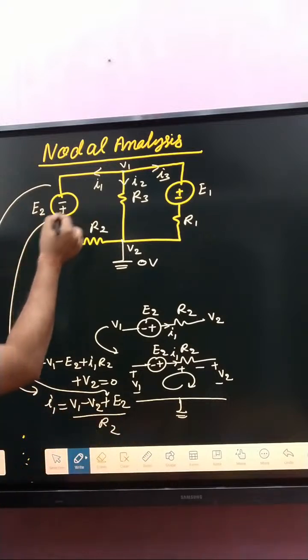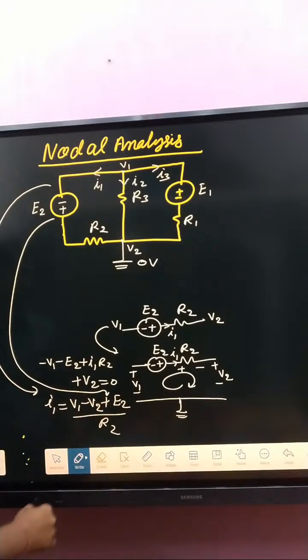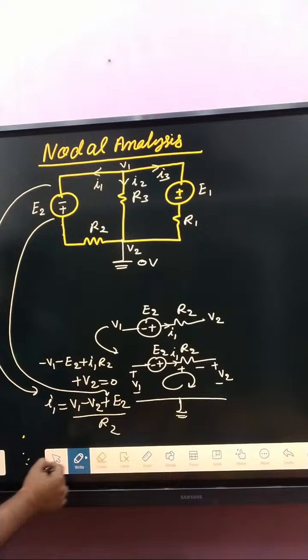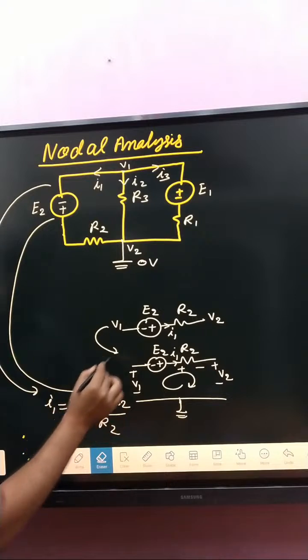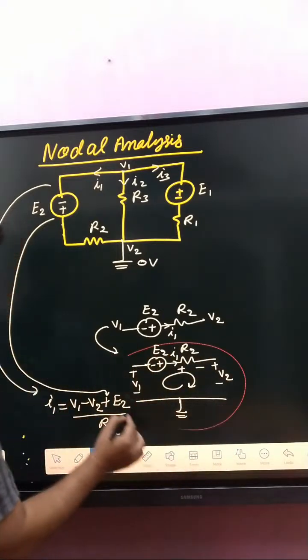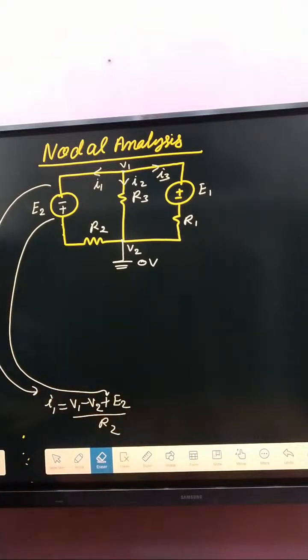If current leaves from the negative terminal, then that one is negative. Okay? If anyone faced a doubt, then I will explain again. Remove this one. Remove this one. Remove this one. Clear?